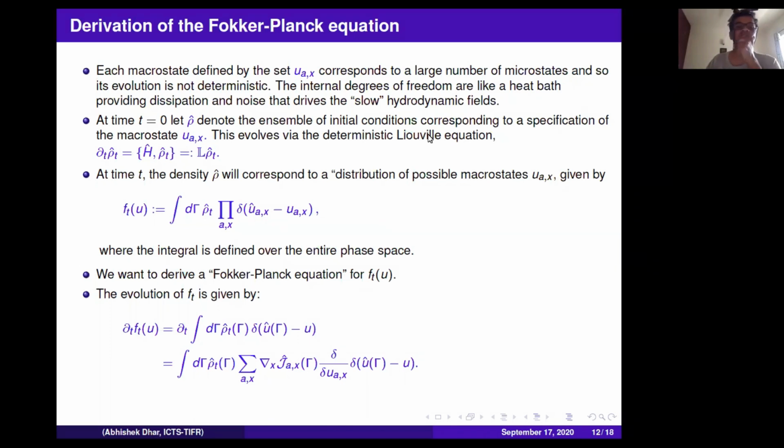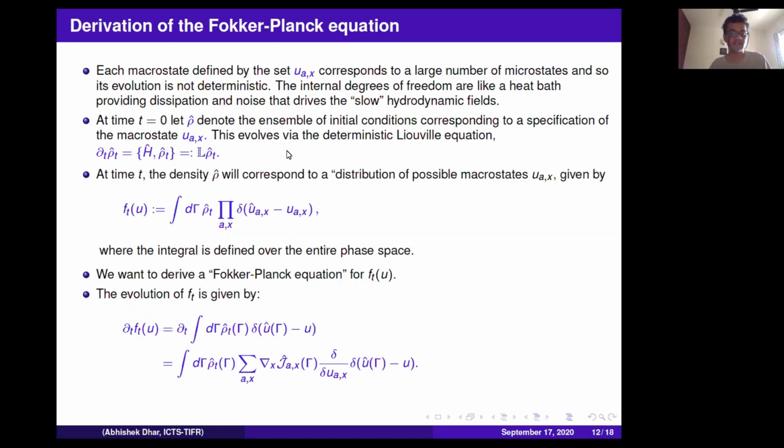Okay, so at time t equal to 0, for a given macrostate U_A(x), I can have a large ensemble of microstates, and this I denote by the phase space density rho hat. These are different microscopic conditions which will all give the same macrostate U_A(x). Now, this ensemble rho hat will evolve via the Liouville equation, which is a deterministic equation.